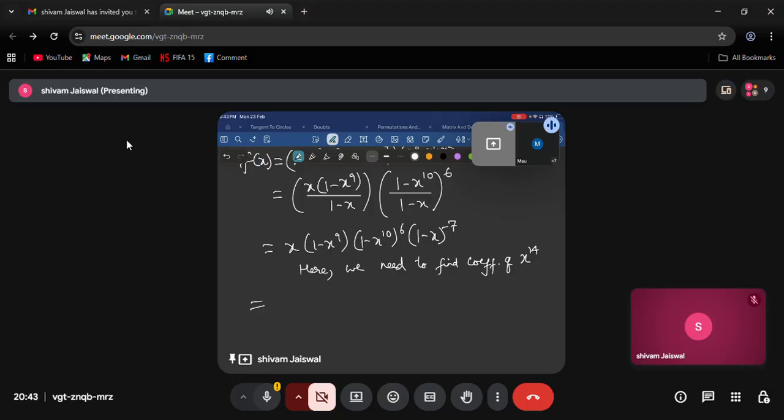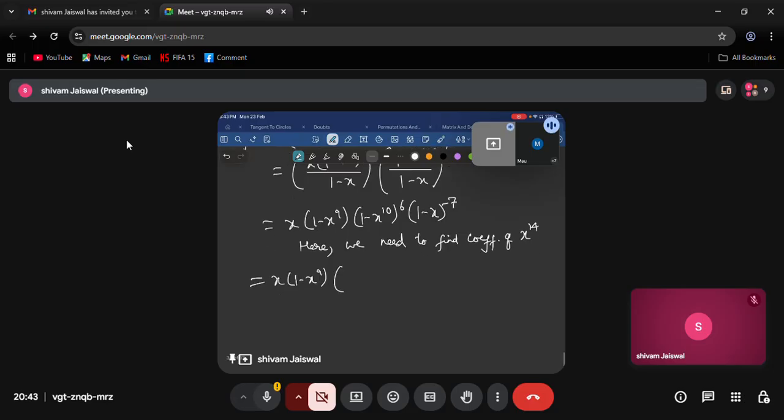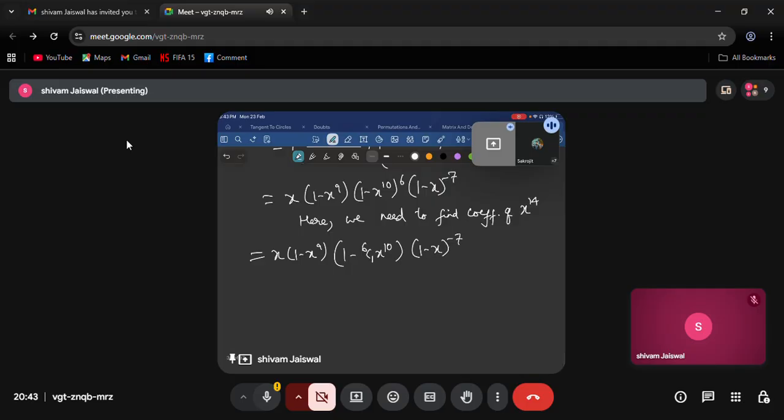Okay. So let us multiply. It will be x into 1 minus x to the power 9 multiplied by 1 minus x to the power 10 whole to the power 6. So it will be 1 minus 6C1 into x to the power 10 plus 6C2. Do we need the next term? The next term will be 6C2 into x to the power 20. Tell me, do we need it? No, sir. So discard it. It's not required anymore. Whatever is not required, don't write it, otherwise the expression will become very huge.